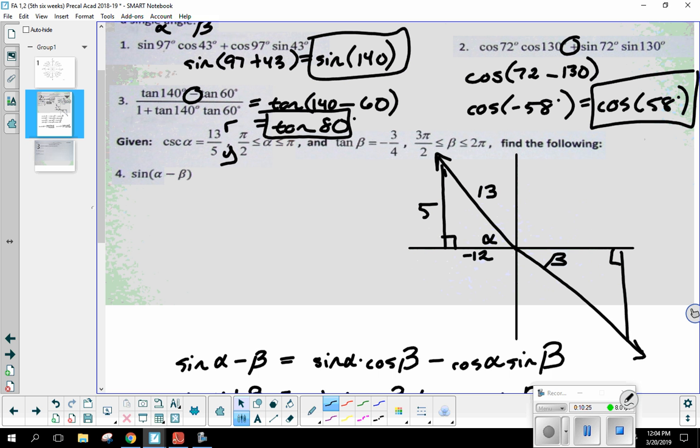It's always y over x. So the y value is 3. The x value is 4. Which one should the negative go with? It is the 3.